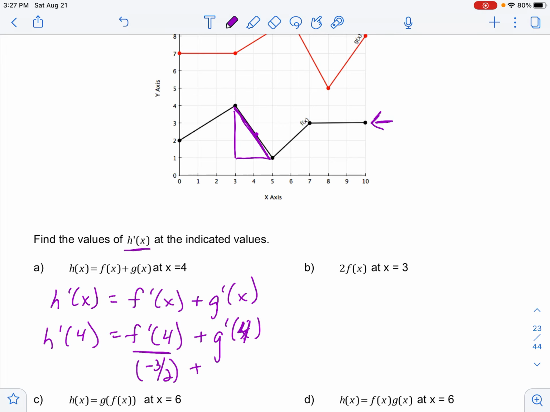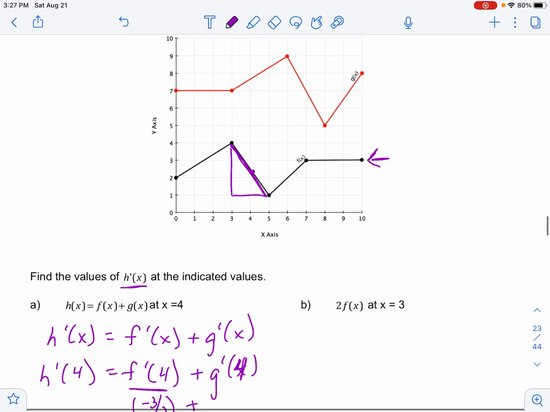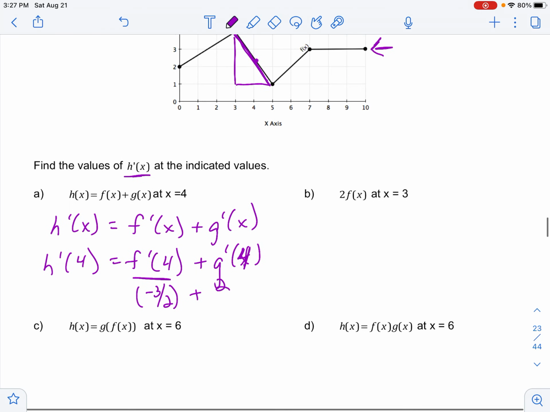I'm going to do the same thing for g. I need to find g prime of 4, which is the red graph. And 4 is right here, so the slope is +2/3. And you can actually leave your answer like this. If you wanted to combine it, it actually ends up being -5/6.